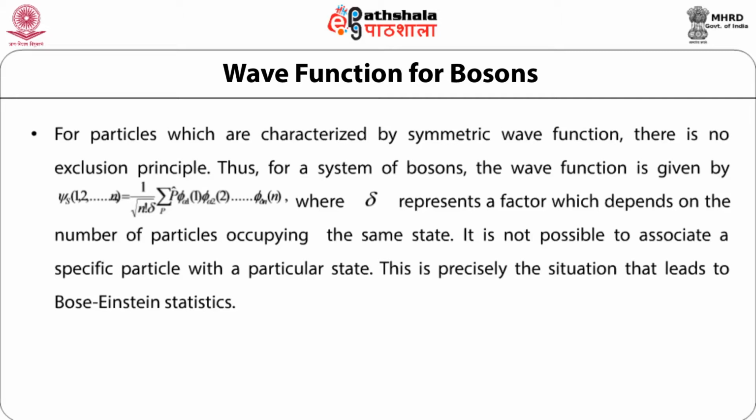So here, why is this delta important? Because since these particles are indistinguishable, it is impossible to associate a specific particle with a particular state. All that we can say is that this many particles are occupying this particular state, but we cannot individually identify which particle is occupying which state. And this is precisely the situation that leads to the Bose-Einstein statistics. That is, it leads to the statistics which governs the particles which have zero or integral spin.